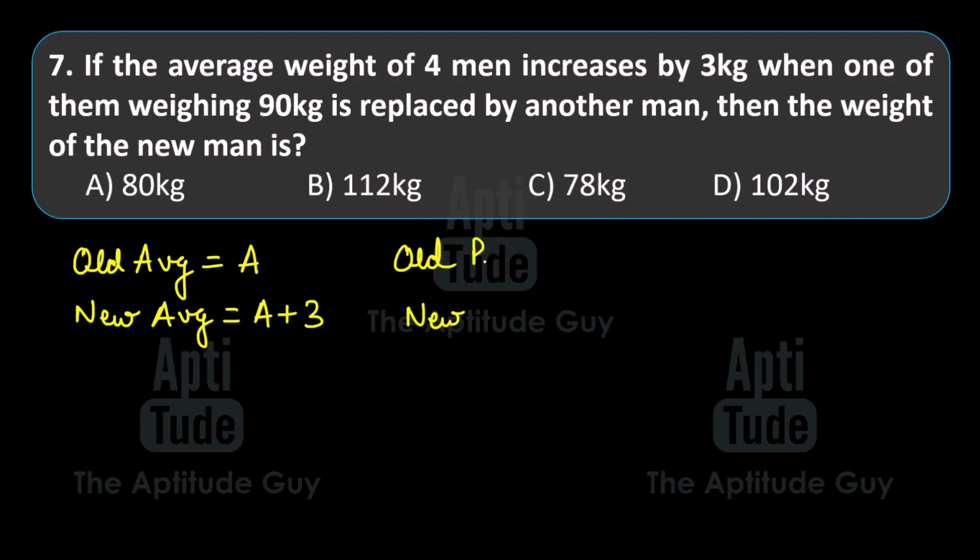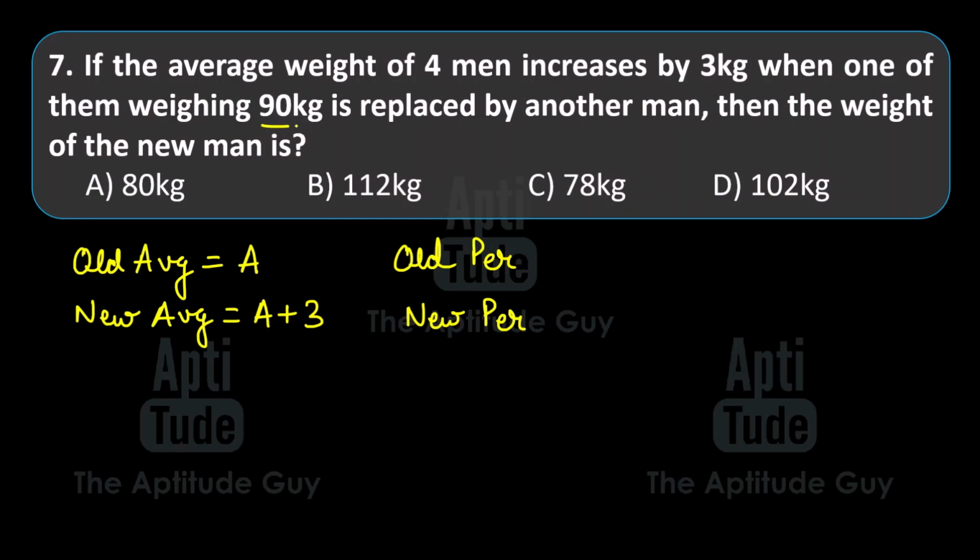The old person is the person who gets replaced or removed. The new person is the person who replaces the old person. This is the new person who came into the group. So in this question, is this 90 kg person the old person or the new person? It is the old person.